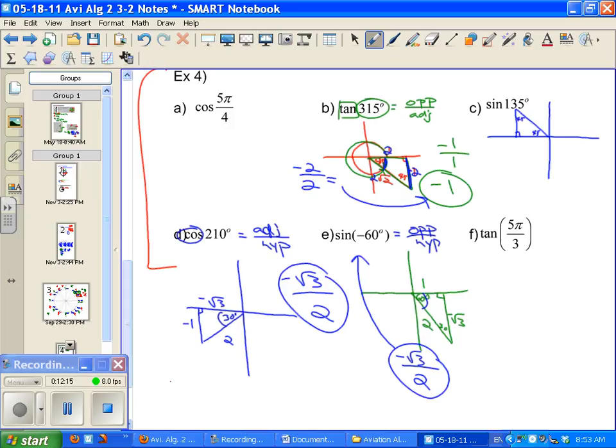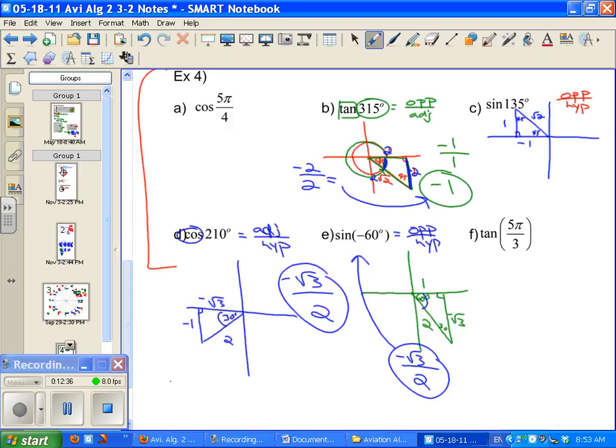What should I let the legs be? 1, 1, square root of 2. Are any of these things negative? Which one? This one, because it's to the left. The up one has to be positive because it's up. Okay? All right. What is sine for us?